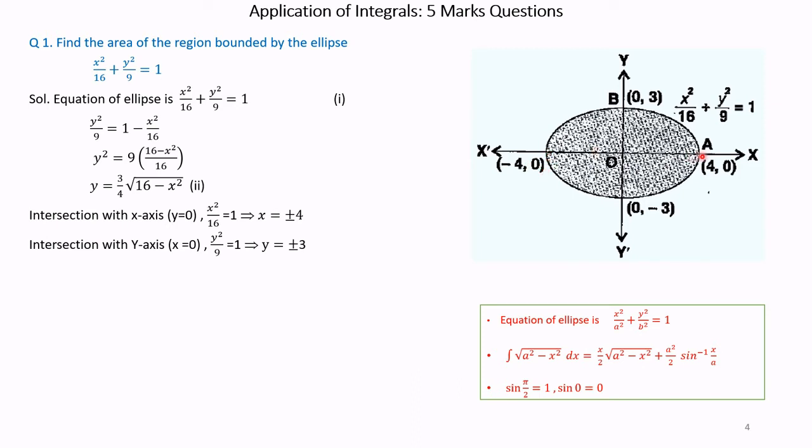In the next case, we will put x is equal to 0. X is equal to 0 is y-axis. Therefore, if you put x is equal to 0, y is equal to plus 3, that is on the upward side. And in the downward, if you take the minus side, 0, minus 3. So we have got 4 points, A, minus A, B and minus B. When you join this, we will get an ellipse. We are required to find the area of the region bounded by the ellipse, as shown in the figure.